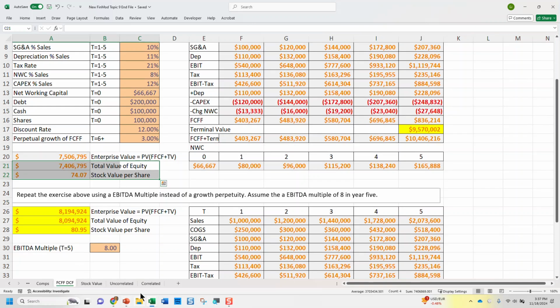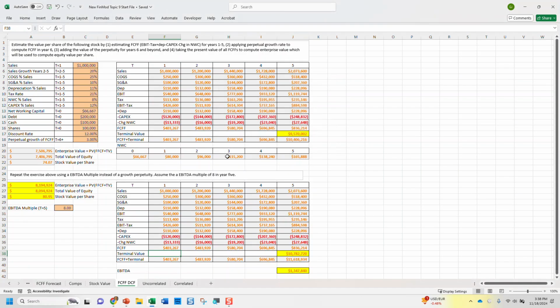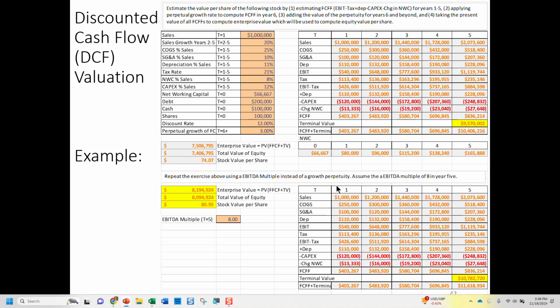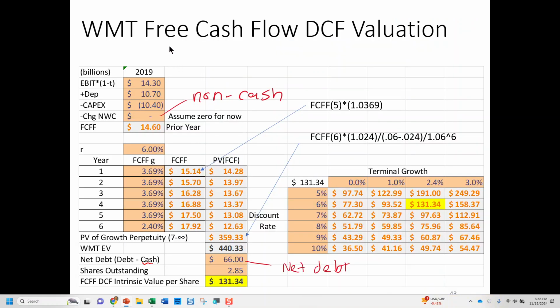All right, so let's go back to our slides. On our slides, I want to do a quick valuation of Walmart using a DCF. I'm going to do this really quick and dirty. I did this valuation actually in 2019, right before COVID, so I wanted to keep that one in there and see how it is.